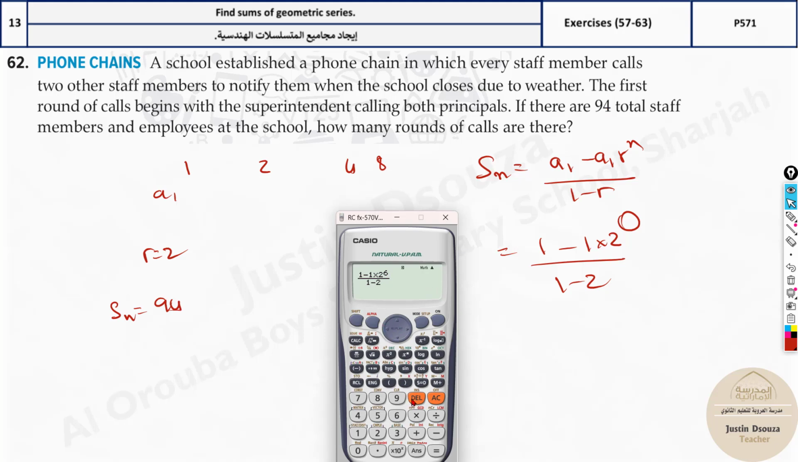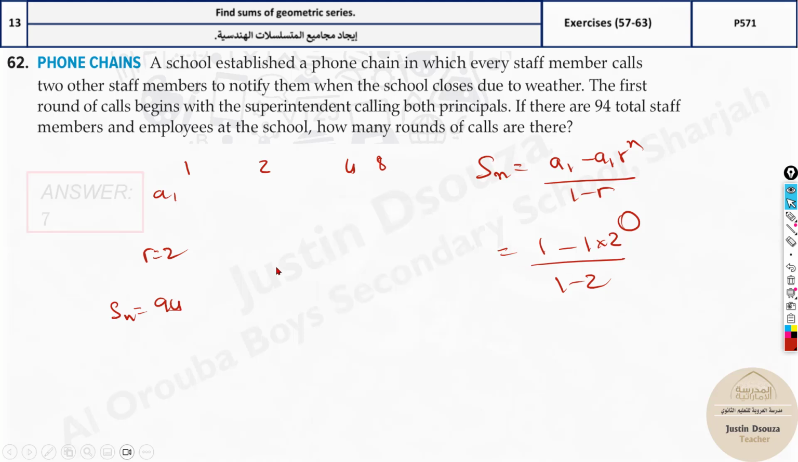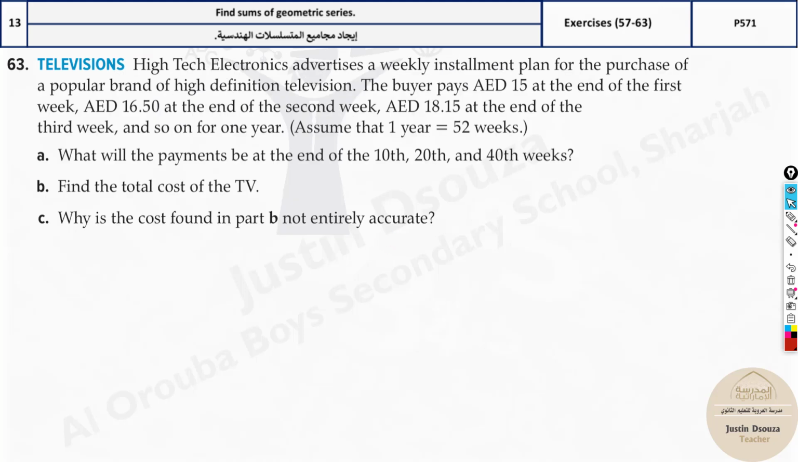In the 7th round, I'm sure it's going to go more. Yes. 7th round, if the N is equal to 7, there will be more than 94 staff. So we can't say N is 6 because 6 is less than 94. So N must be 7 at least. So in the 7th round, N is 7, all the staff in the school will be known about the weather condition.